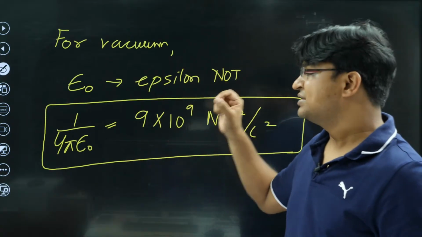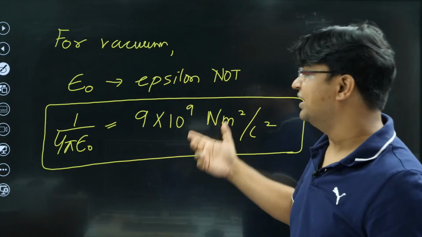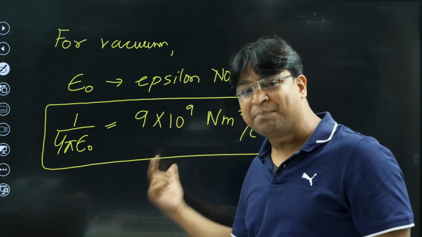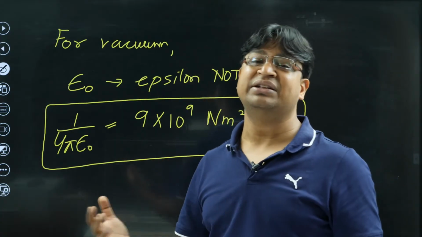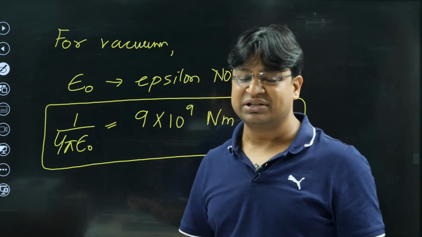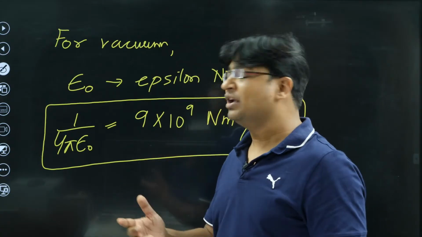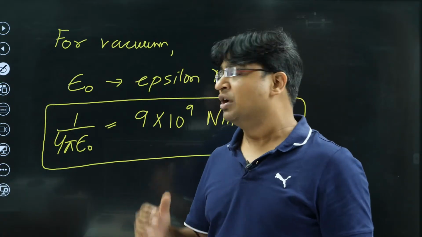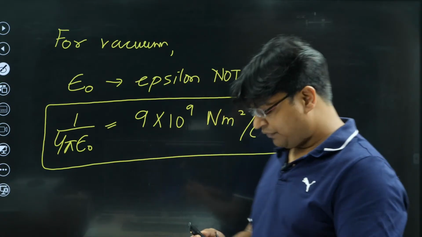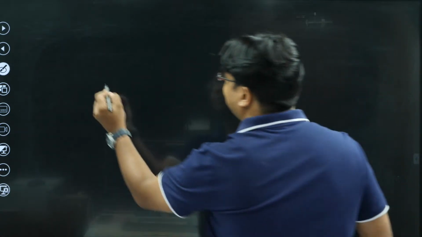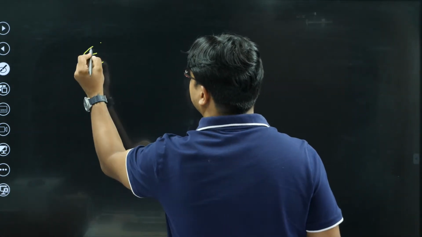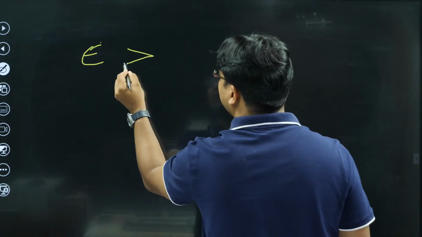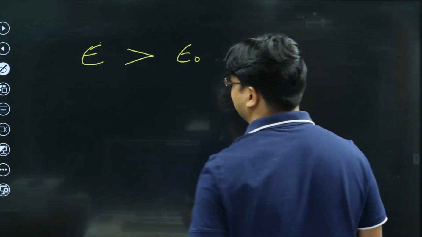Okay, it is slightly greater, but the difference is not appreciable to be considered in the calculations. So we don't consider that difference in calculation. So for air we consider the permittivity to be the same as the permittivity of vacuum. For any other medium, the permittivity will be greater than the permittivity of vacuum.